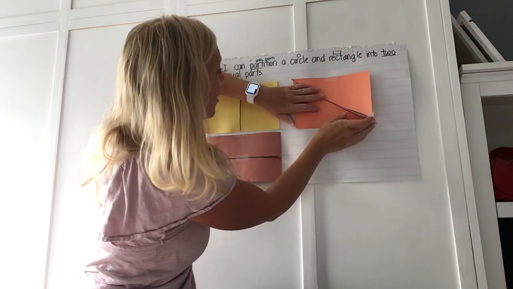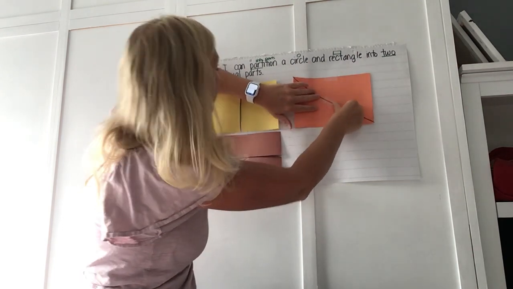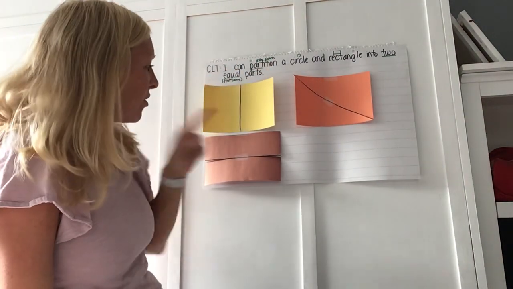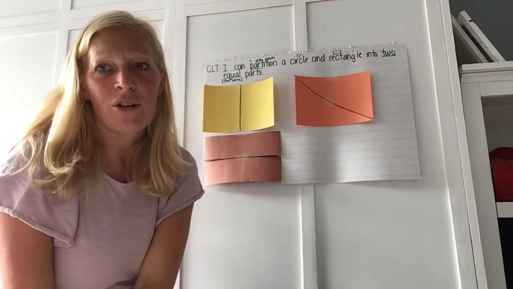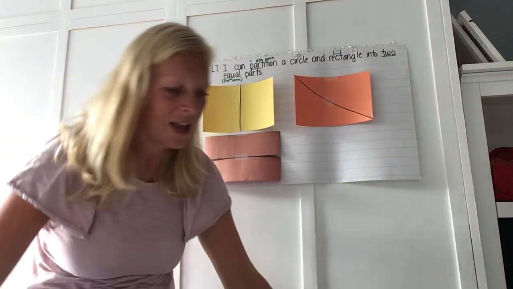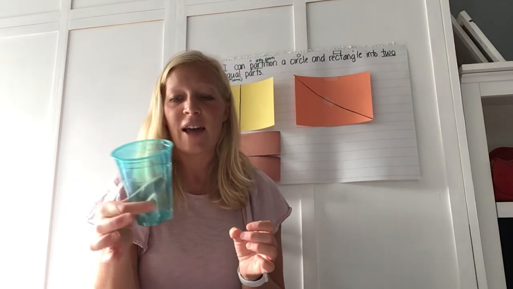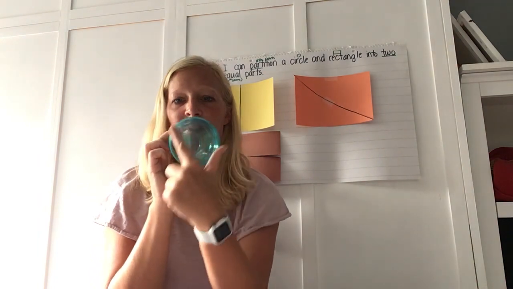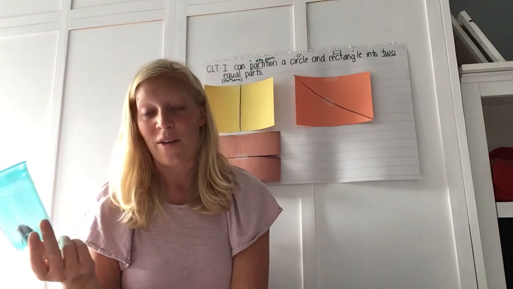Let's take a peek back at our target. What is it asking us to do? It's asking us to partition not just rectangles. We did that, didn't we? But it's also asking us to partition circles. Circles are a little tricky. So in front of you, you and your partner each have a cup. If you're at home, you can find any little cup that has a nice big circle at the bottom of it. And I picked some throwaway cups for us in our classroom, just because then we can throw them away if we mark on them.